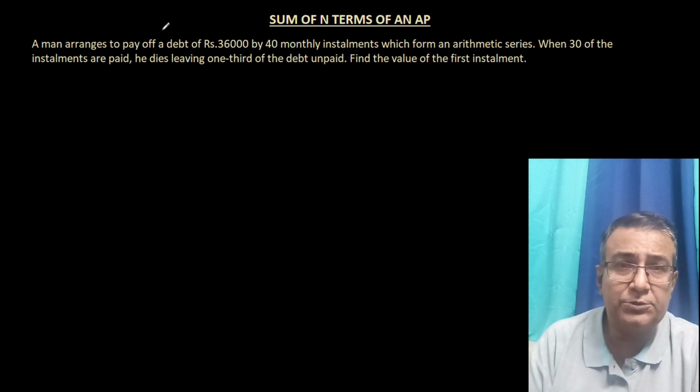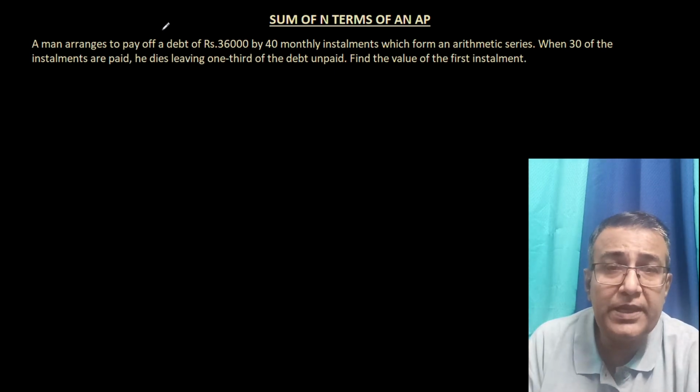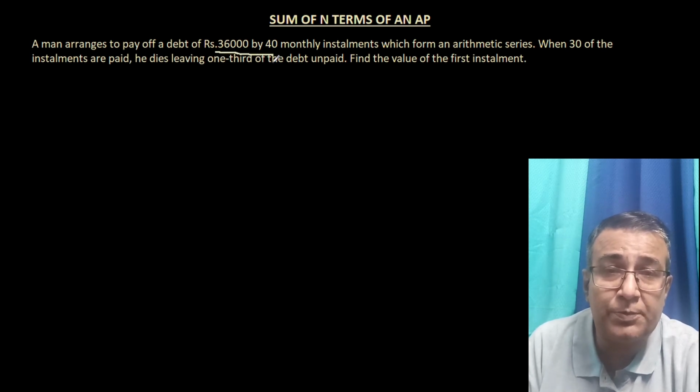Again, pause the video, solve the question, put your answer in the comment section and get back here. Now here it is given that he is arranging to pay off a debt of 36,000 rupees in 40 monthly installments.